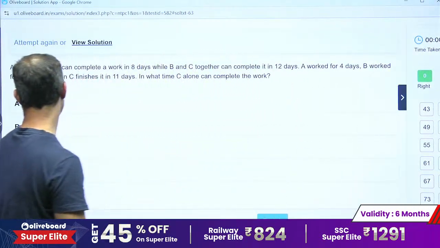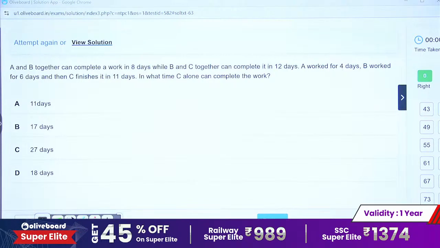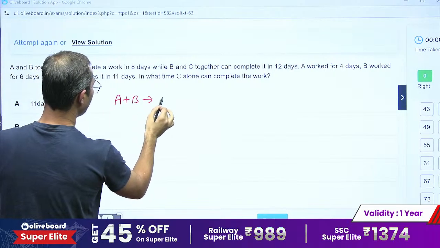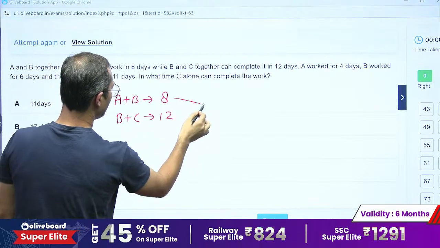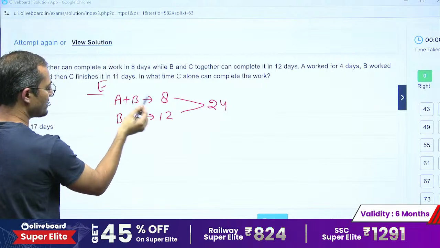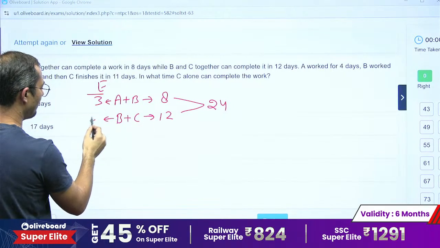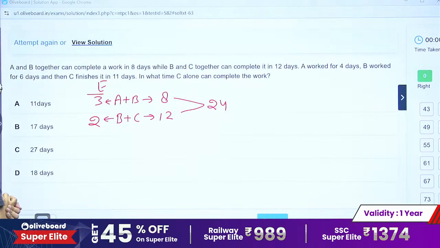Tell me what is the answer for this question. See, A and B together can complete a piece of work in 8 days, right? A and B can complete in 8 days. B and C can complete in 12 days. LCM is what? 24, right? So what is the efficiency? Efficiency of A and B is 3, and of B and C is 2, right?